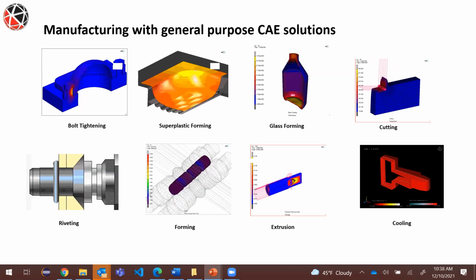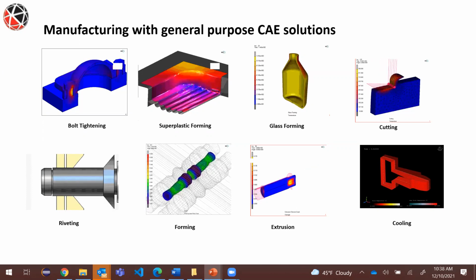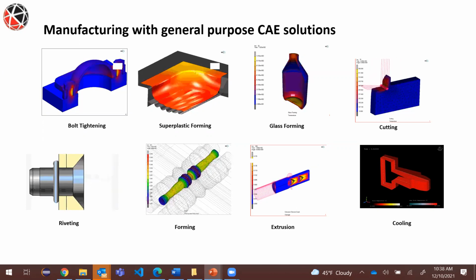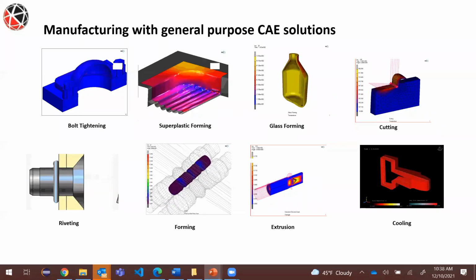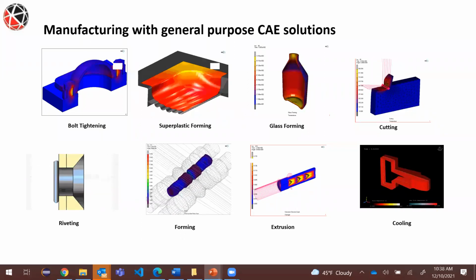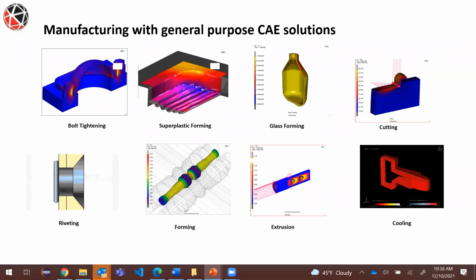It's actually a lot easier to verticalize this than a typical design application. Every company has a different way of design. You can't, as a tool provider, provide something; they have to customize it. But in manufacturing, it's a physical process, so it's a lot easier to verticalize. But very, very important. So you see some typical applications: bolt tightening, superplastic forming, extrusion, some eye candy there.